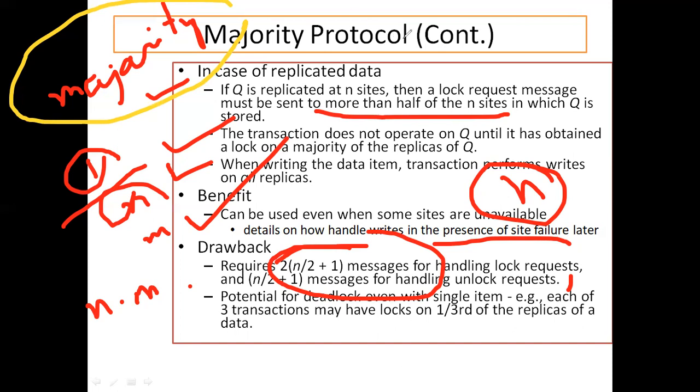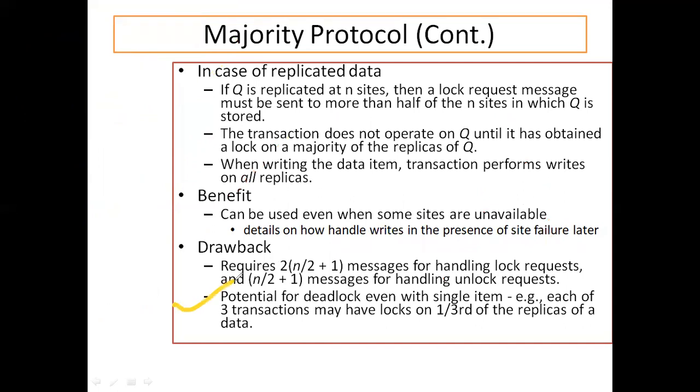Then there is potential for deadlock even with a single item. For example, each of the 3 transactions may have locks on 1/3 of the replicas of a data item. Then what would happen? You know about deadlock. Deadlock occurs when there is a kind of cyclic waiting. So here, say three transactions have locks on these replicas.